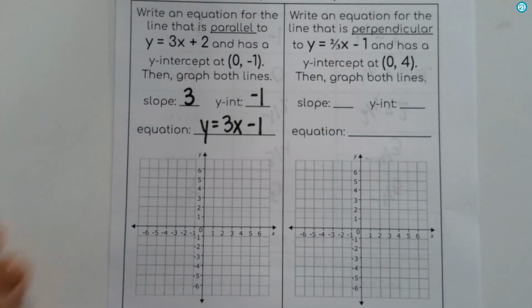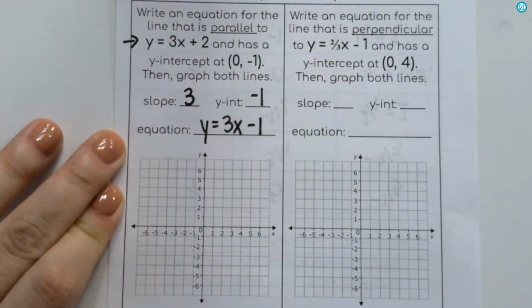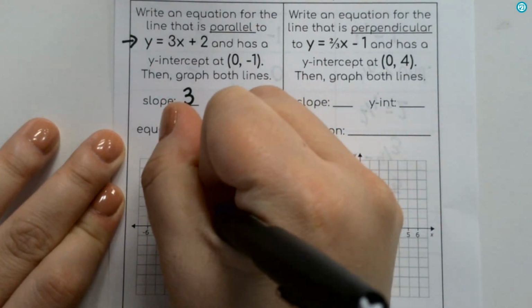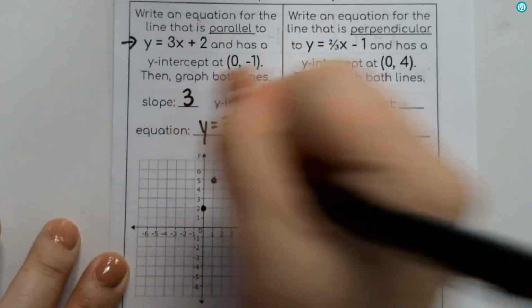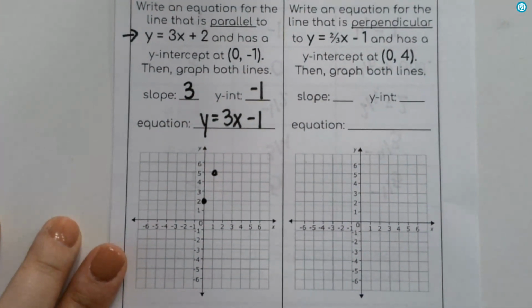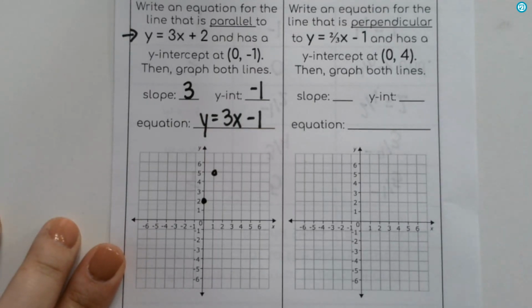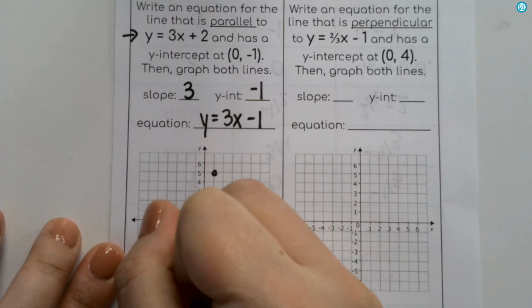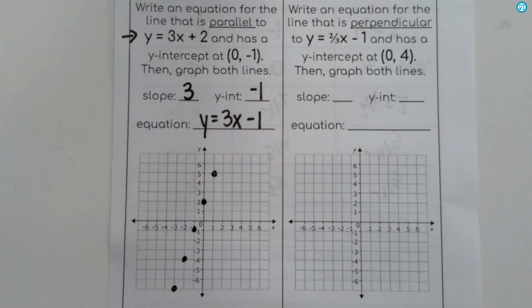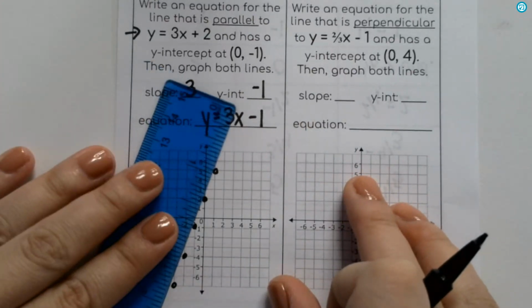I am going to graph the first line first, so y equals 3x plus 2. So I'm going to start at a y-intercept of 2. And then I'm going to graph a slope of 3. So I go up 3, right 1. I cannot go any further that direction, so I'm going to go the opposite way. I'm going to go down 3, left 1 a couple times. I want to make that line go all the way across my graph. We'll connect all of those.